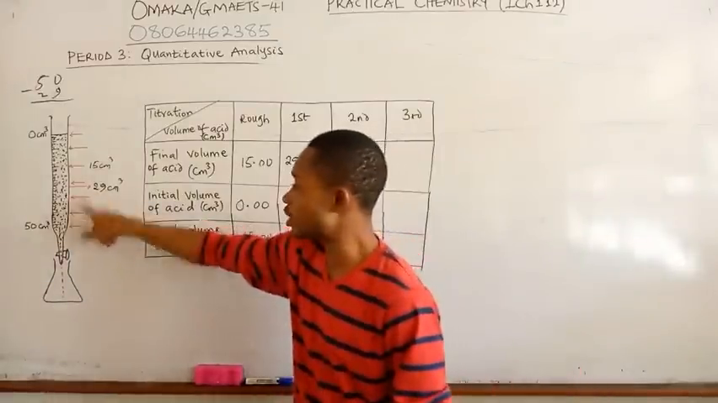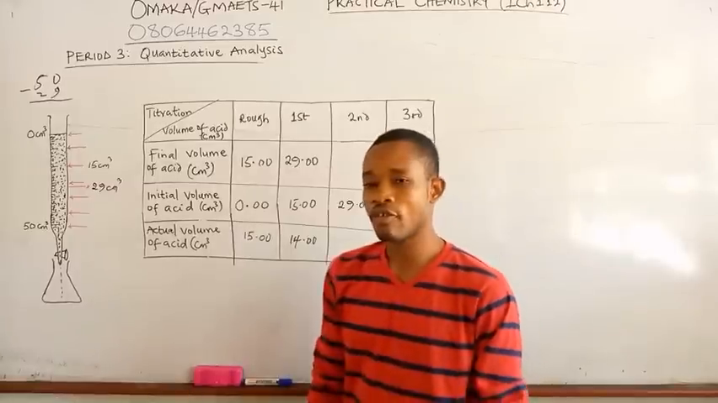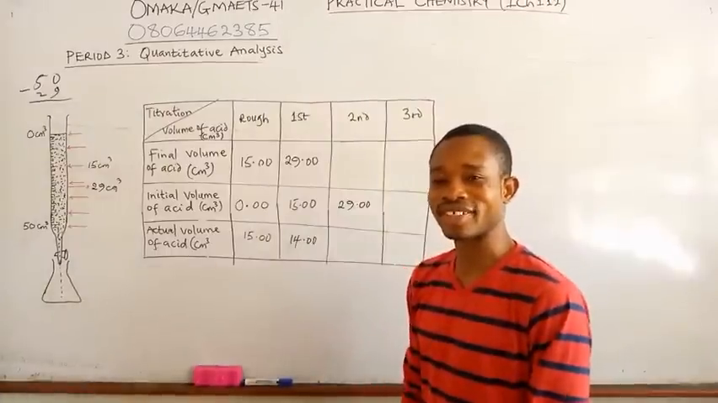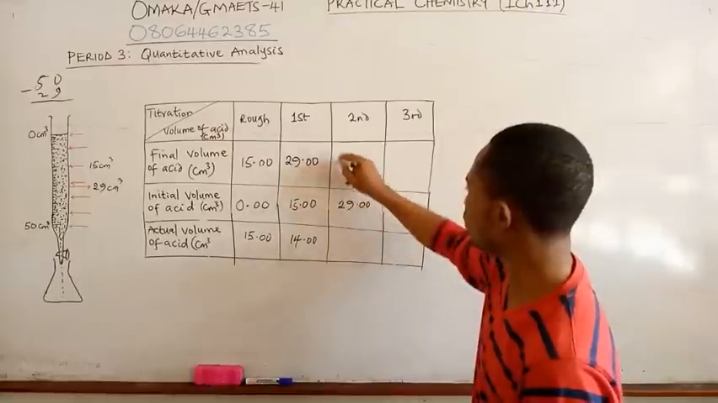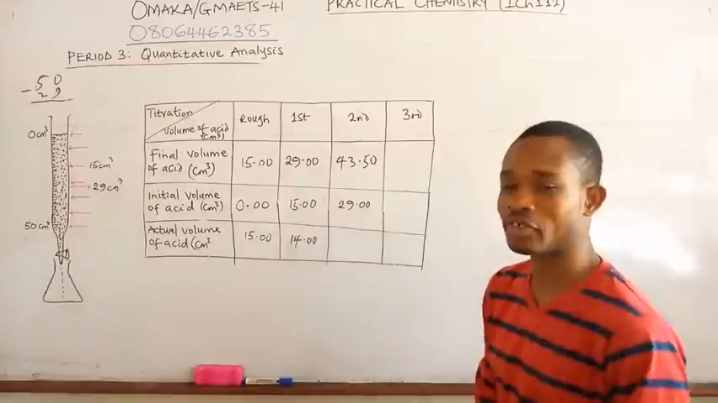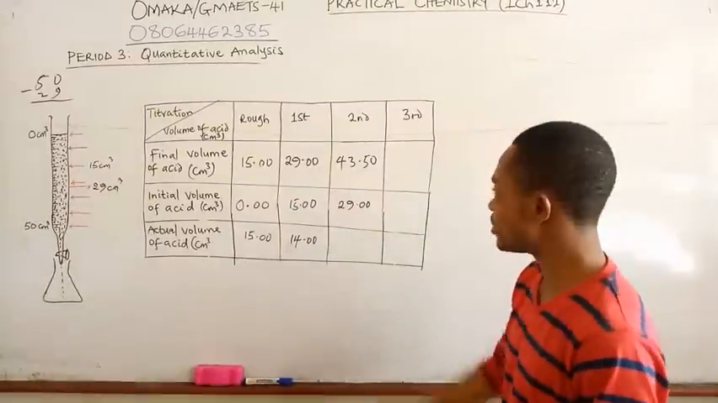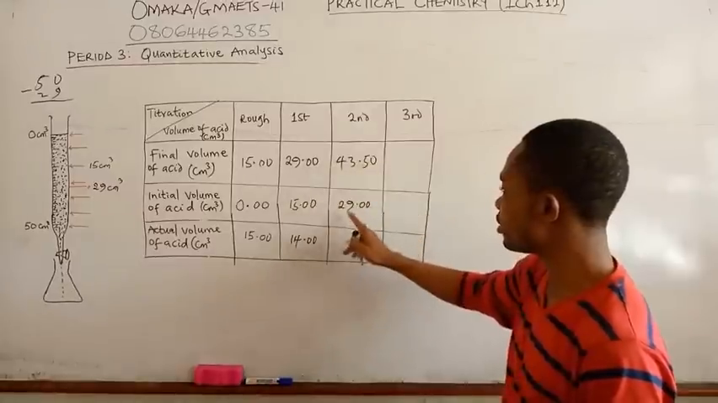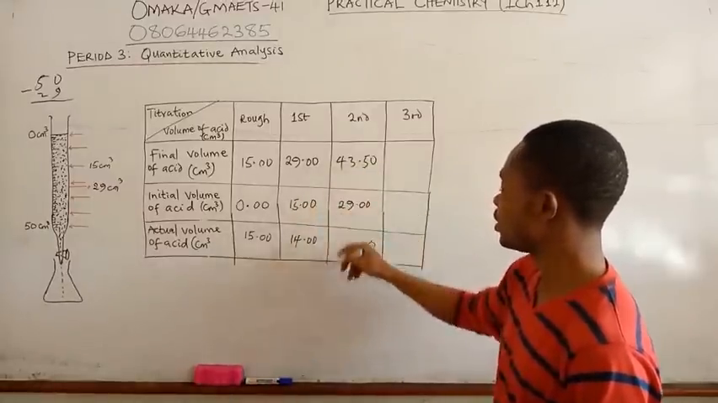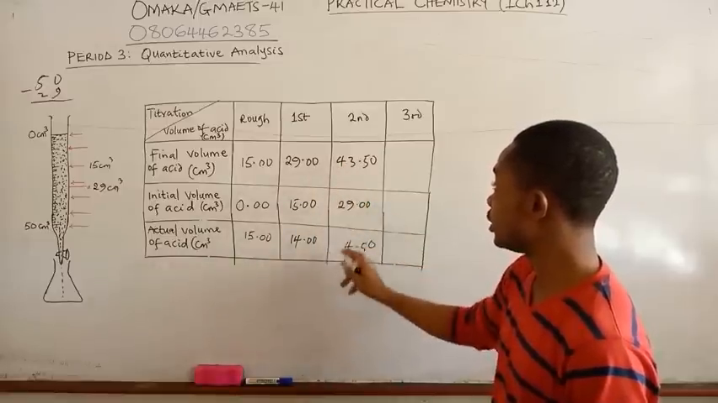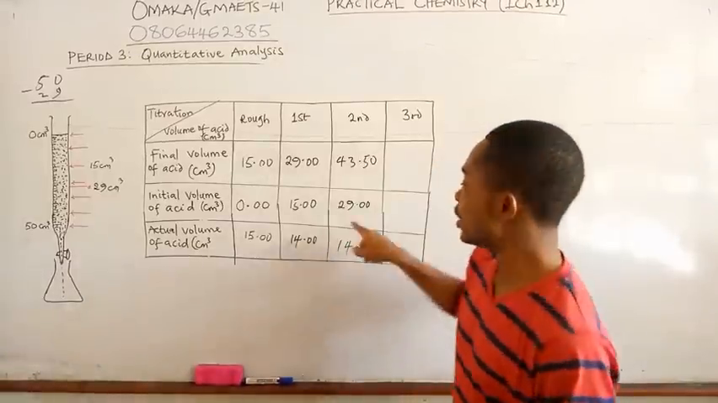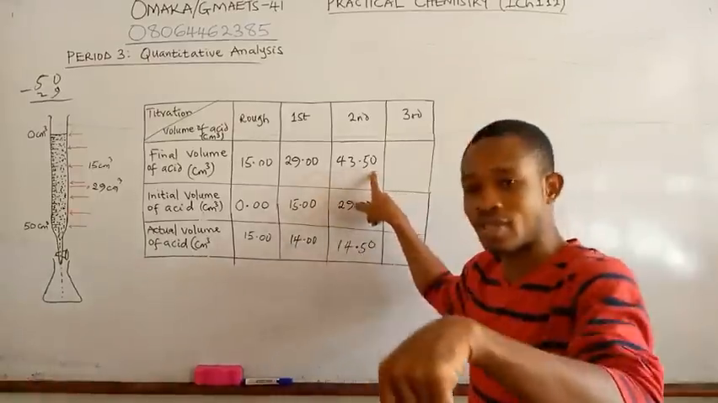Now, running from 29, let's assume that the burette got up to 43 and it stopped, and you observe your color change. What will you do? You come to final volume and record 43.50. Then you do a subtraction: 43.5 minus 29.0 gives 14.5. So you see that? At this point, the acid is at the 43.50 cm mark.